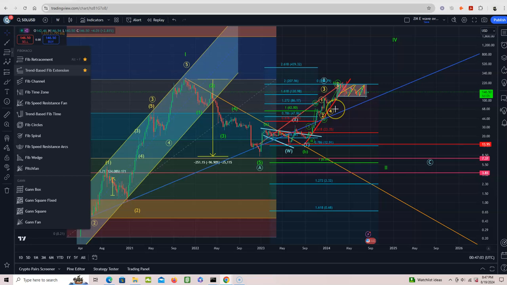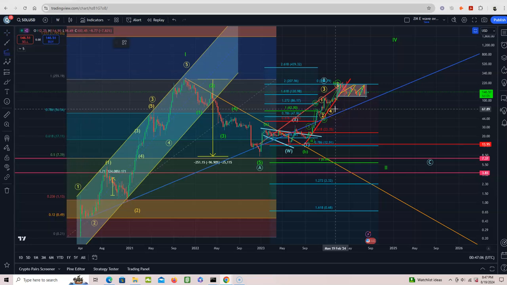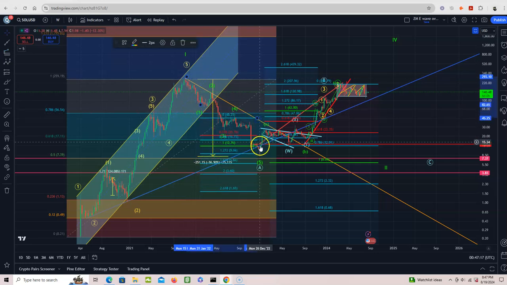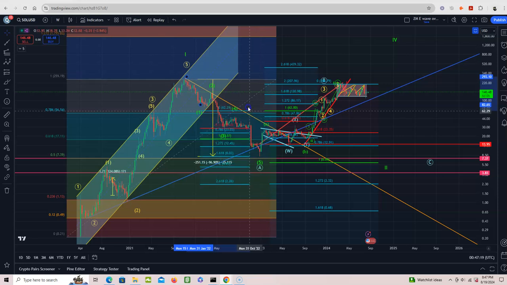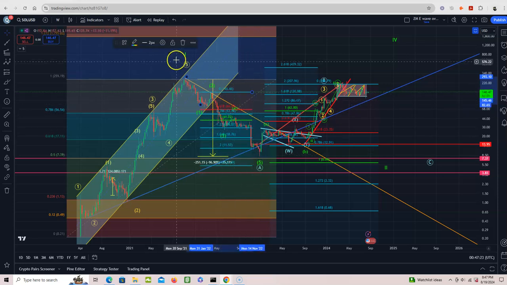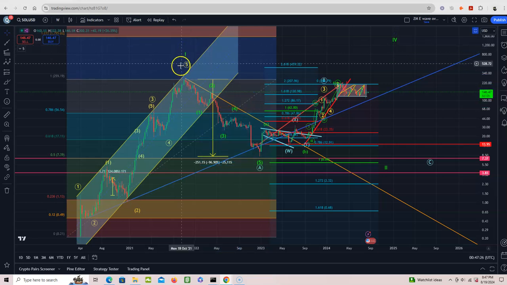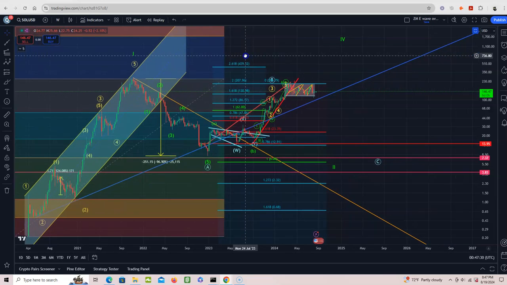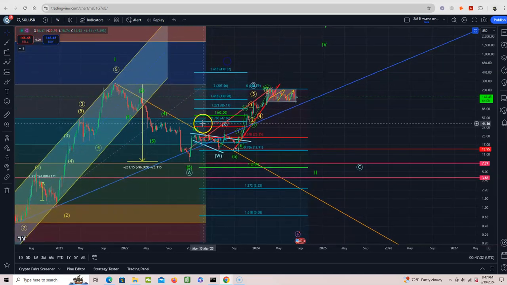Let's check this out. Excuse me, my recording software is a little bit clunky here, but hopefully it works properly today. So yeah, 1.272, and this is 1.272. So it looks like the third and the fifth are roughly even. Very strange, but that happens. Okay, so that gives us an A wave down.